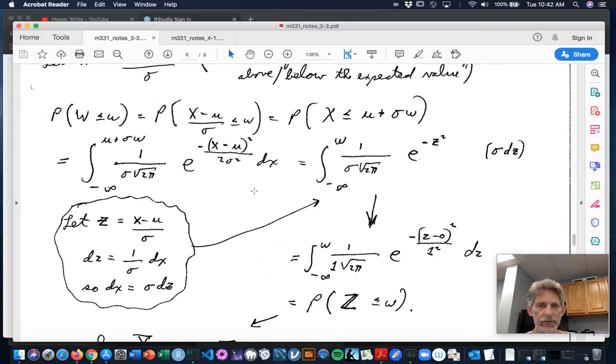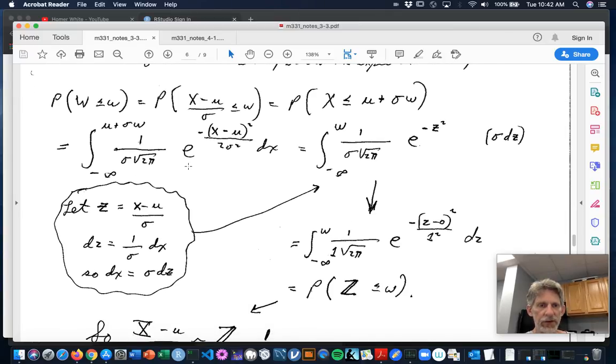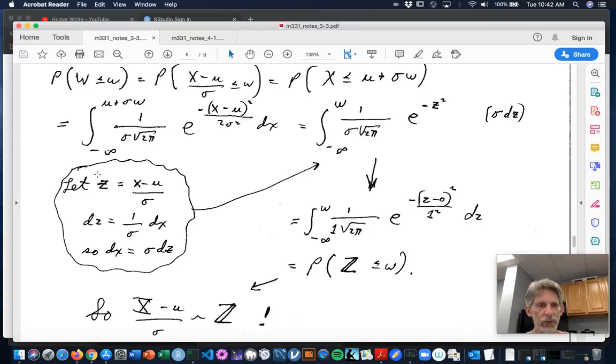So I stare at it, and it's a tough integral, so I decided to do a little substitution, regular old u-substitution, but I'll just go ahead and use a little z for my substitution. Let's let z be x minus mu over sigma. So dz, when you do the derivatives, would be 1 over sigma dx. And so dx would be sigma dz. And so I do my replacements.